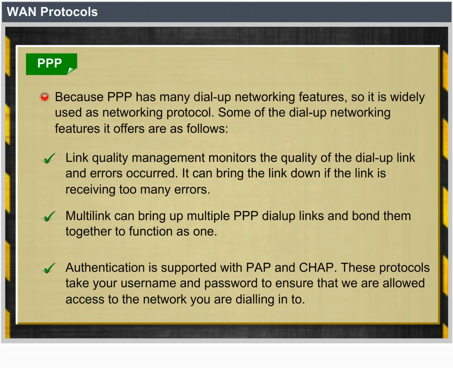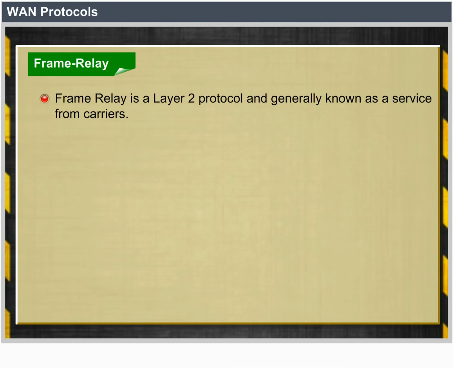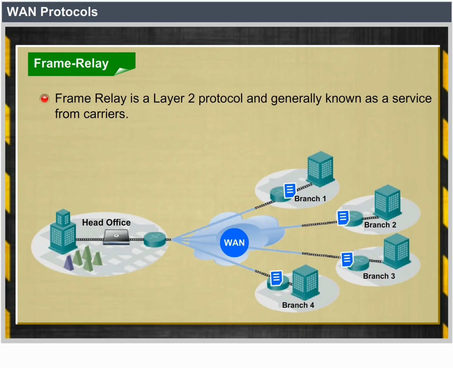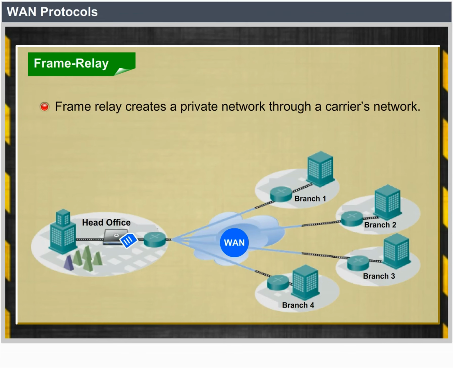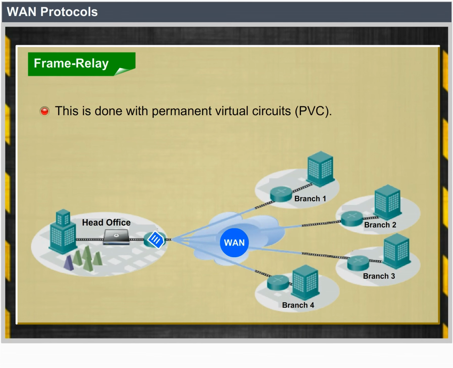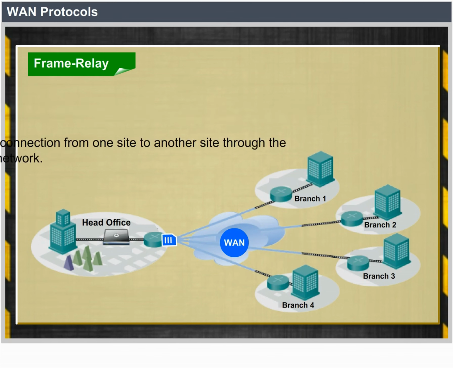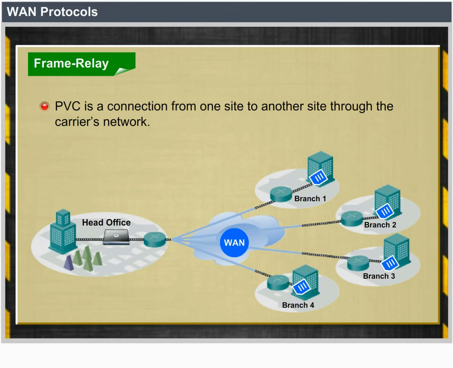Frame Relay. Frame Relay is a Layer 2 protocol and is commonly known as a service from carriers. Frame Relay creates a private network through a carrier's network. This is done with Permanent Virtual Circuits, or PVCs. A PVC is a connection from one site to another site through the carrier's network. The carrier configures their frame relay switches to make this work properly.